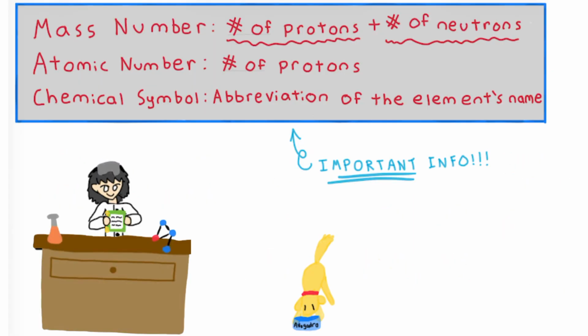Isotope notation is the way in which scientists define isotopes in writing. Before we get to that, here's some terminology that's important to know. Mass number is the number of protons plus the number of neutrons. Atomic number is just the number of protons, and the chemical symbol is an abbreviation of the element's name.